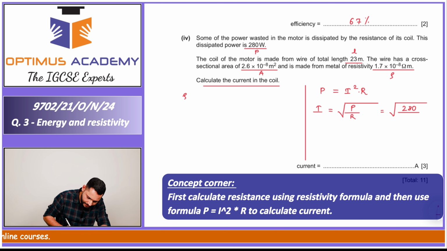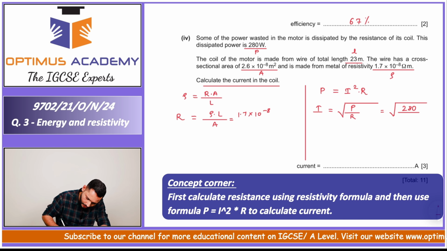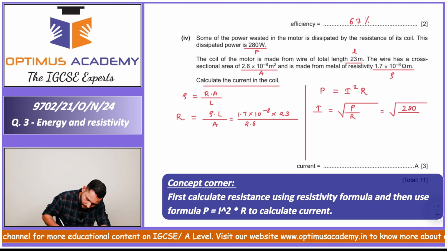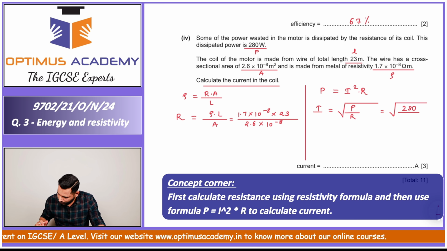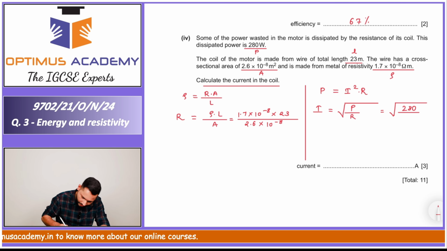So we will first work out the value of resistance from the other data we have. So we know resistance is resistivity multiplied by length upon area. So for finding R, we can use formula rho into L upon A. Rho is resistivity, which is 1.7 into 10 raised to minus 8. Length of the wire is 23 meter and the area of cross section is 2.6 into 10 raised to minus 8 meter square. Now if you calculate this, you will get 1.7 into 23 divided by 2.6, that is 15 ampere.